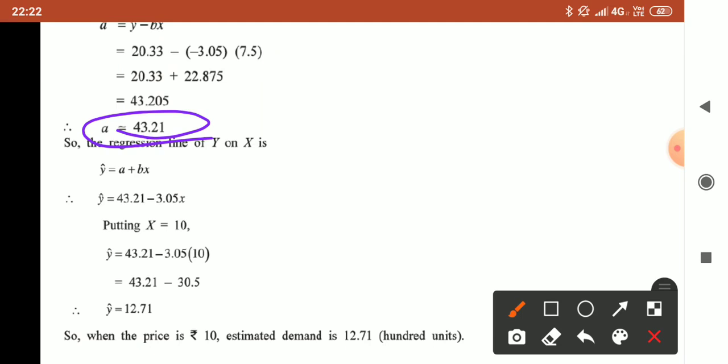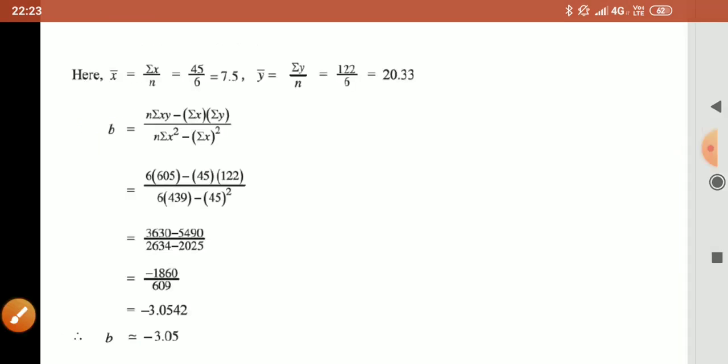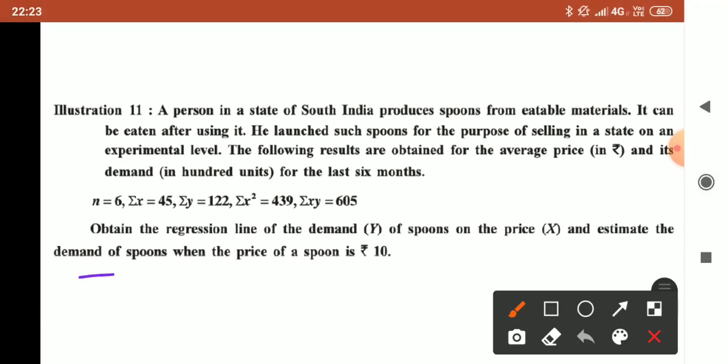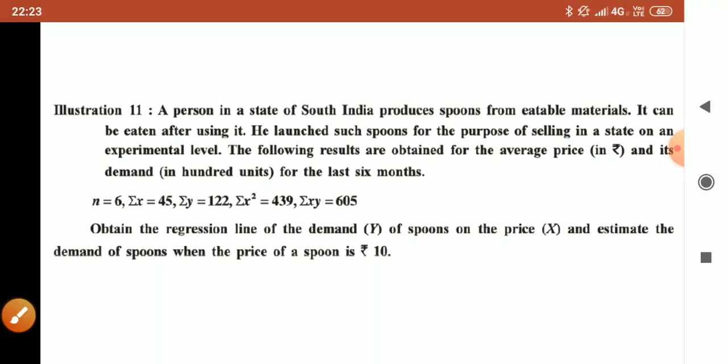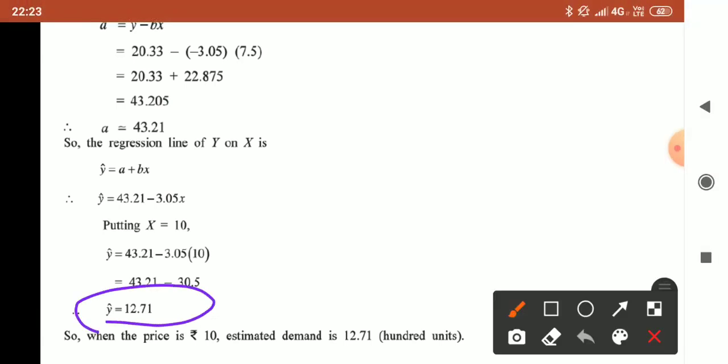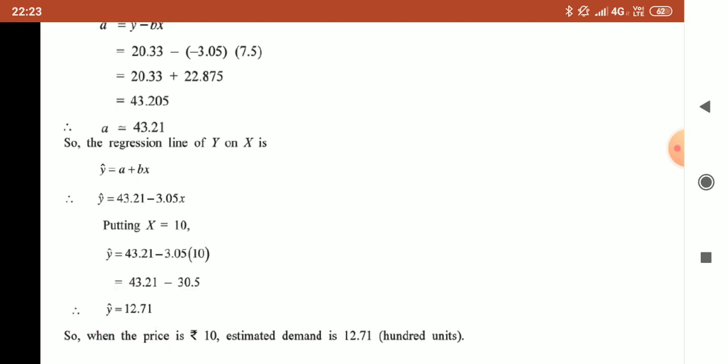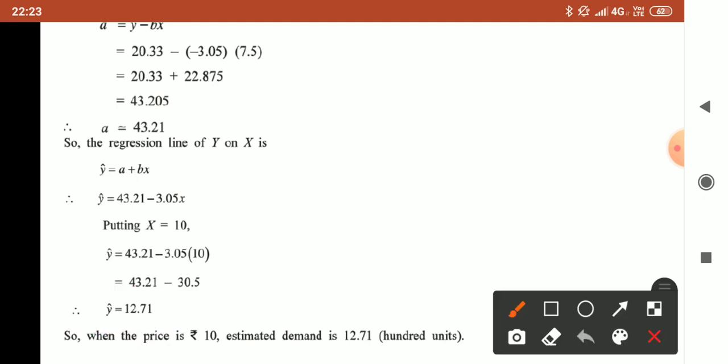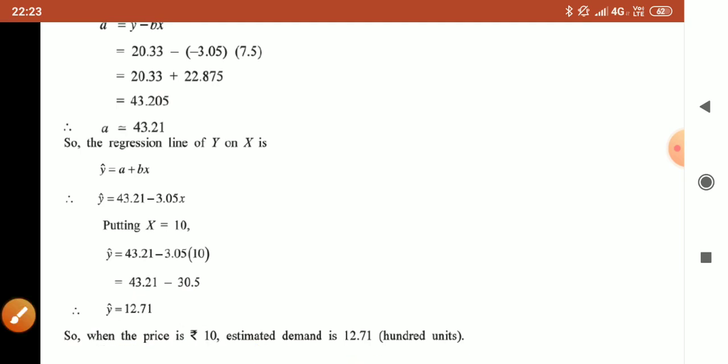After that I'll put the values in the regression line, a plus bx. After inserting these values I'll put x equals 10. Why? Because in the sum you have been told to estimate the demand when the price is 10. So we have to put x equals 10 and we will get the answer 12.71. So at the end we will interpret that when the price is rupees 10, the demand is 12.71. In this way you can interpret at the end.